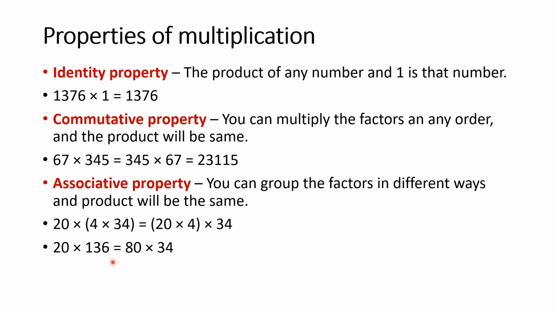20 multiplied by 4, that is 80. Now in both situations, let us do the final multiplication and see. Here is 2720 and here is also 2720. It means you can group the factors in different ways and the product will be the same.